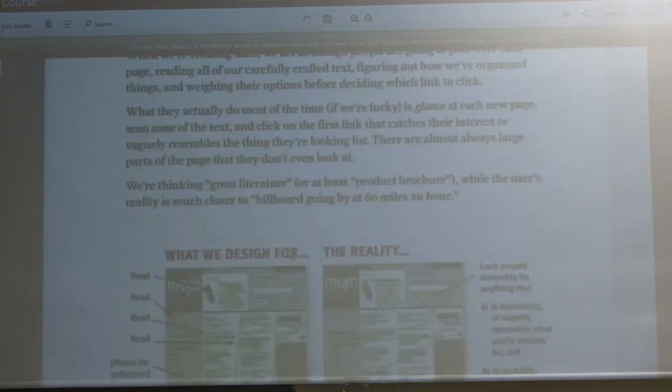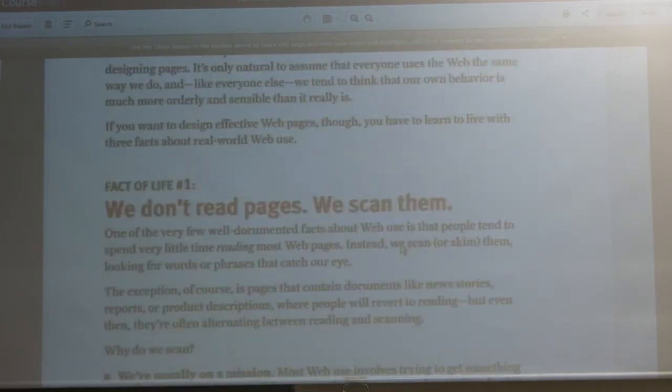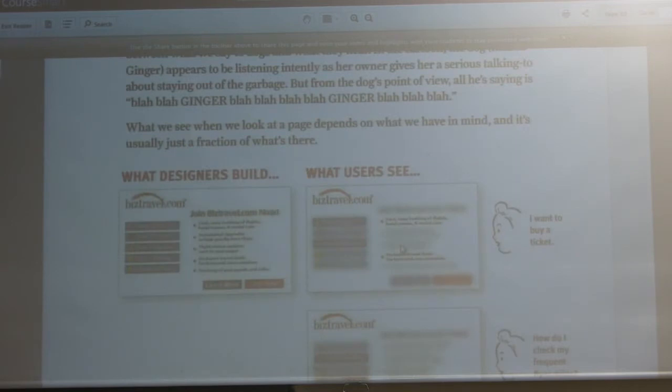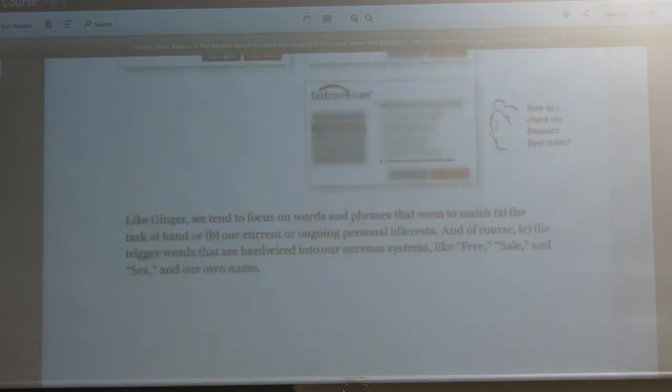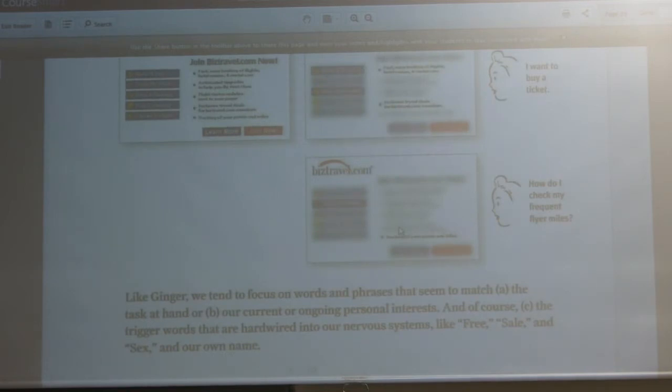And we mostly just muddle through because it's easy to guess. I like the reality of what we design for and how we actually read, and that we're just skimming for the most important things. And I love that he's talking about the Far Side, Ginger the dog. We're looking for phrases that seem to match.